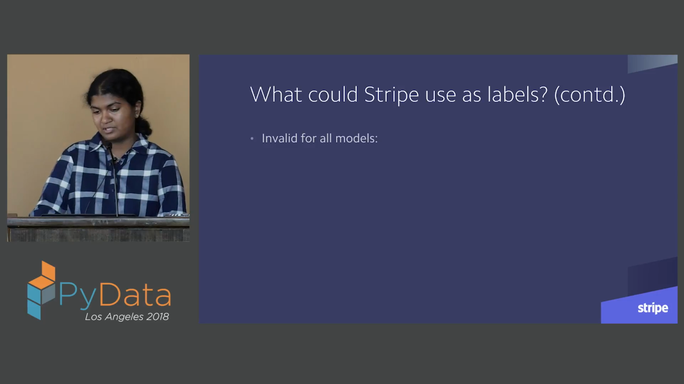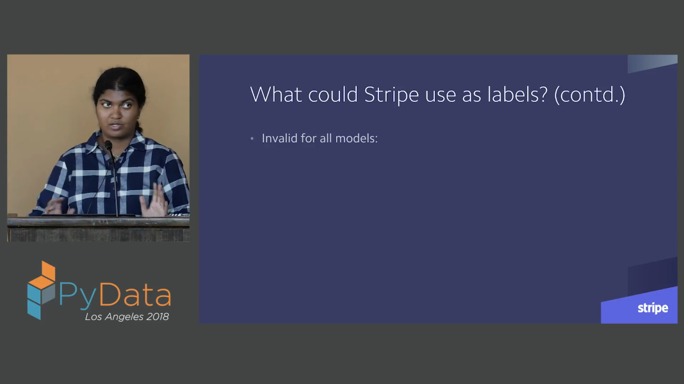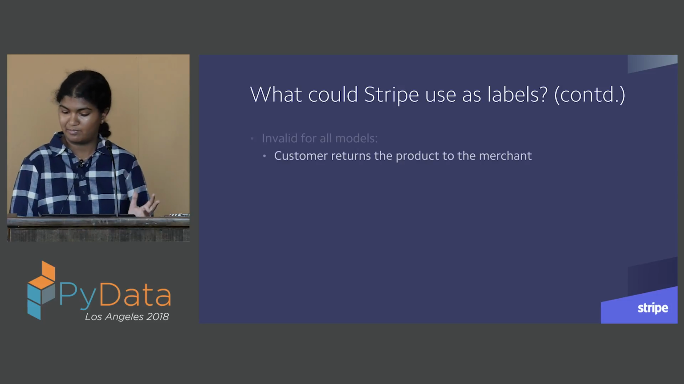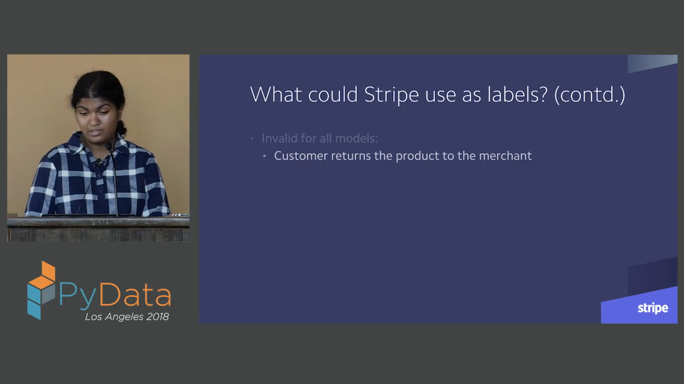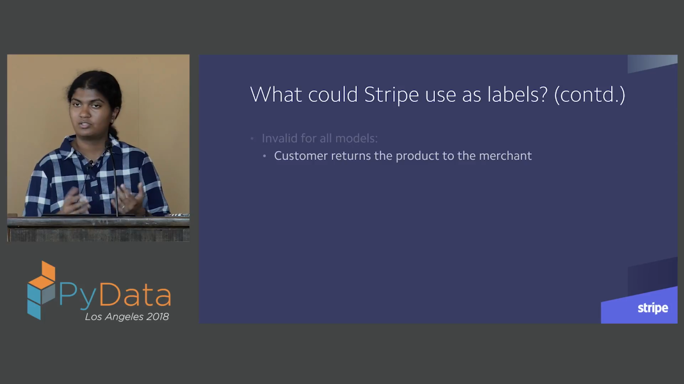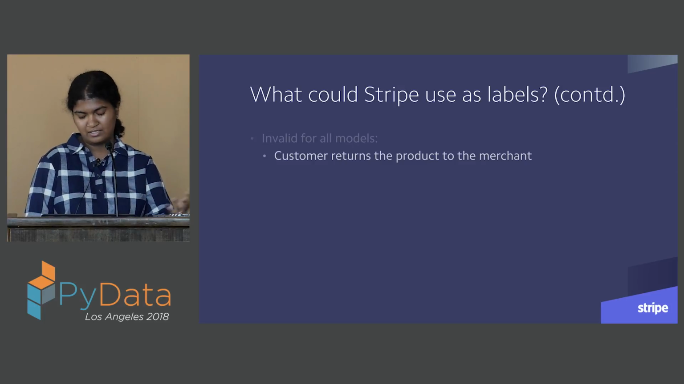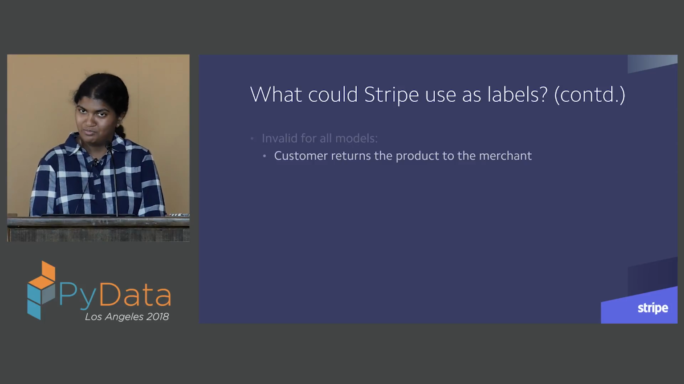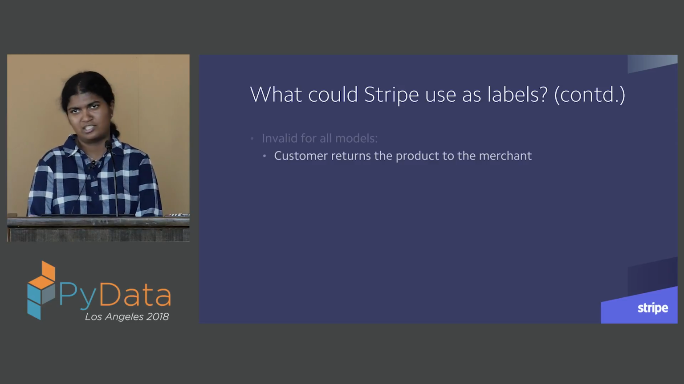And some examples that are not good for any of our models, regardless of whether they're for one merchant or for many merchants. So if a customer returns a product, where let's say you order some clothes online, the clothes don't fit, so you send them back. That might be annoying for the merchant, but that's not actually fraudulent.